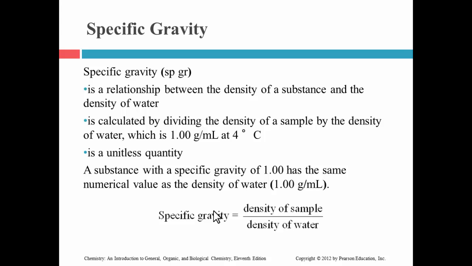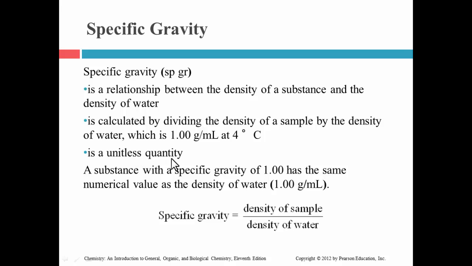Now let's talk briefly about specific gravity. Specific gravity is a relationship between the density of a substance and the density of water. It is calculated by dividing the density of a sample by the density of water, which is always 1.00 grams per milliliter at 4 degrees Celsius. Specific gravity is a unitless quantity.